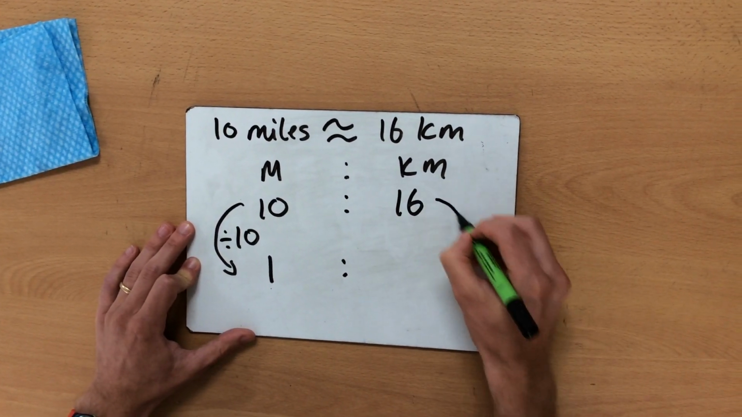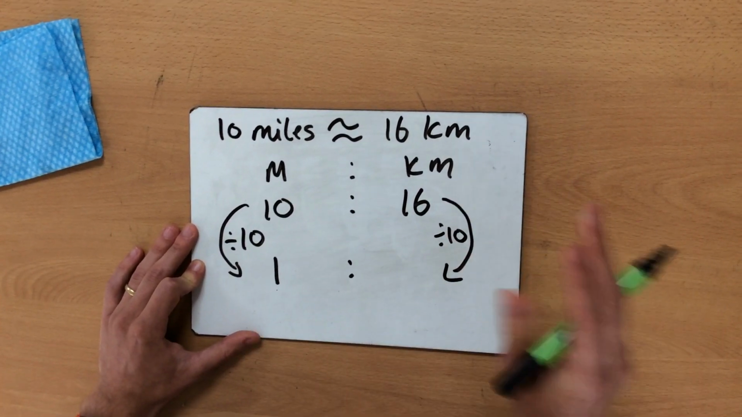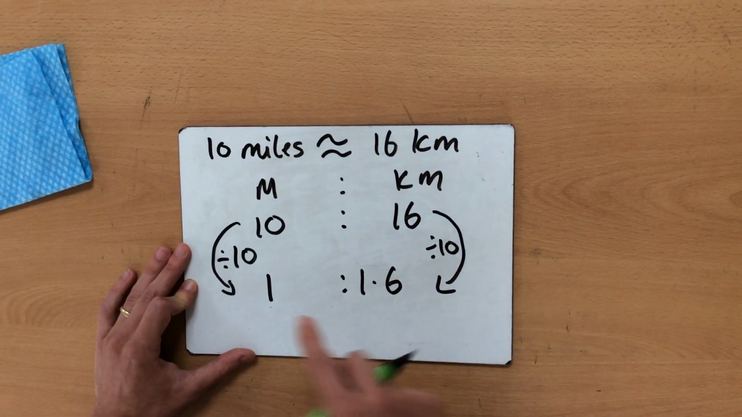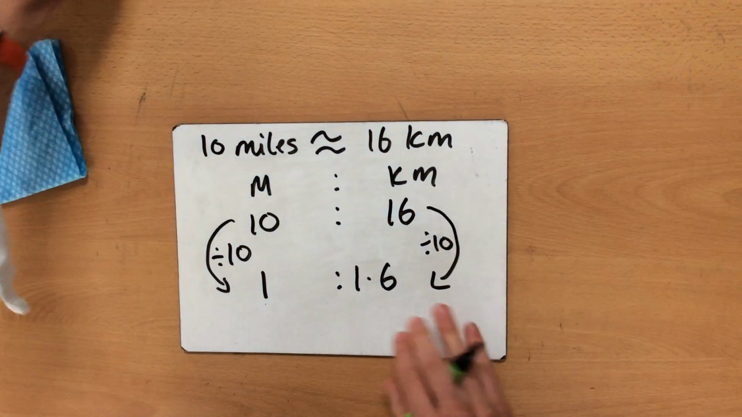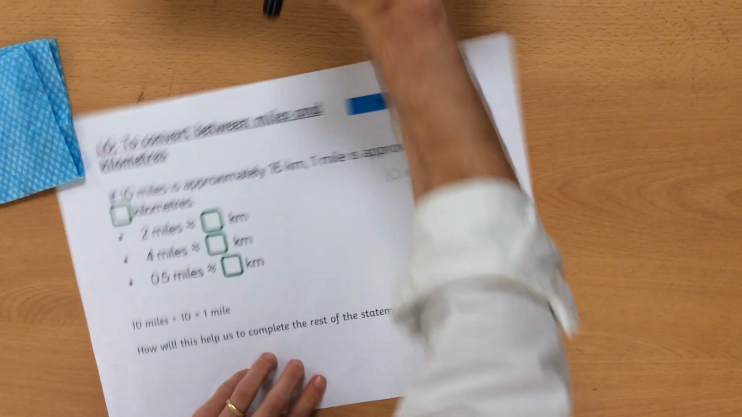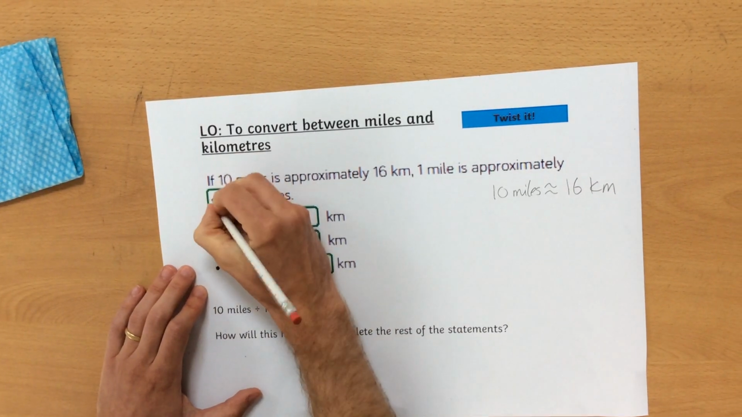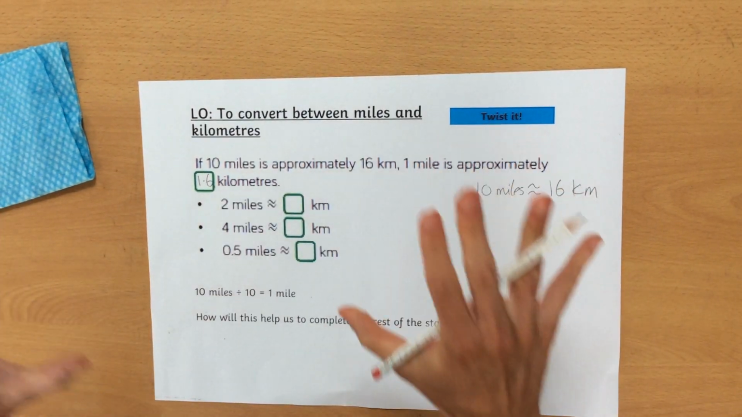Now I'm going to do the same to our kilometers. So 16 divided by 10. I'm going to use my knowledge of place value. It's going to be 1.6. So for every 1 mile, you have 1.6 kilometers, approximately, okay? Right then, so I'm going to fill in the missing information from here. 1 mile is approximately 1.6 kilometers.